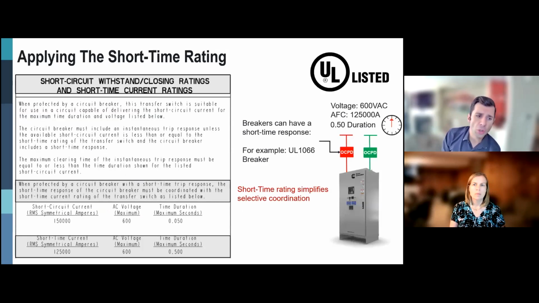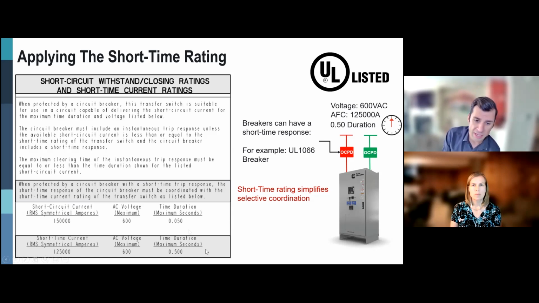So the short time rating can be used if you have a UL 1558 switchgear that is designed to handle current for up to 30 cycles, or half a second. So we can coordinate that with that UL 1066 breaker. You'll see in here, both are short circuit capability of the transfer switch, and both must be withstand and closing rating. Even the short time must be withstand and closing rating.